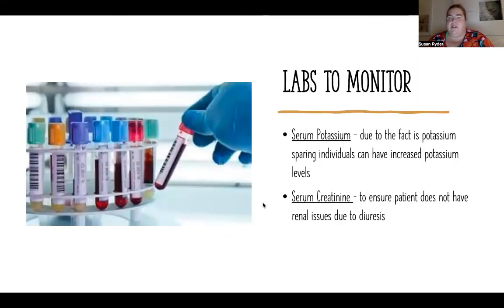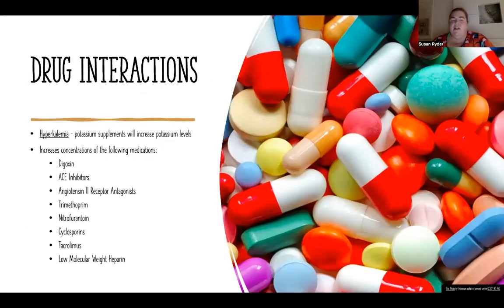Labs that you need to monitor for any patient that's on spironolactone are serum potassium. Due to the fact that it's potassium sparing, individuals can have increased potassium levels, especially if they're on potassium supplements or other herbal supplements, which can increase potassium. You also need to measure the patient's serum creatinine to ensure the patient doesn't have renal issues due to the diuresis of spironolactone. Drug interactions, again, hyperkalemia, potassium supplements will increase the potassium levels.